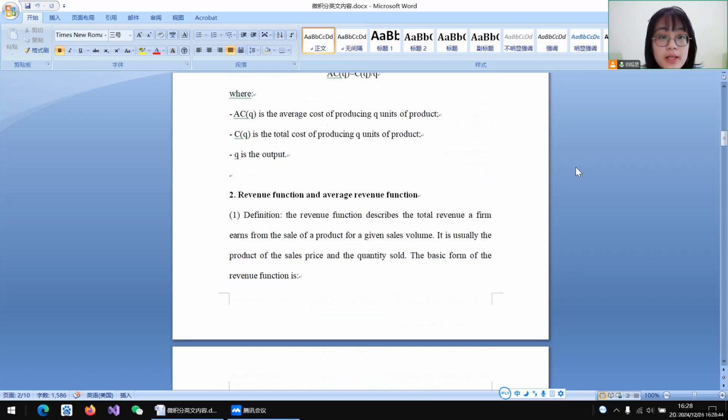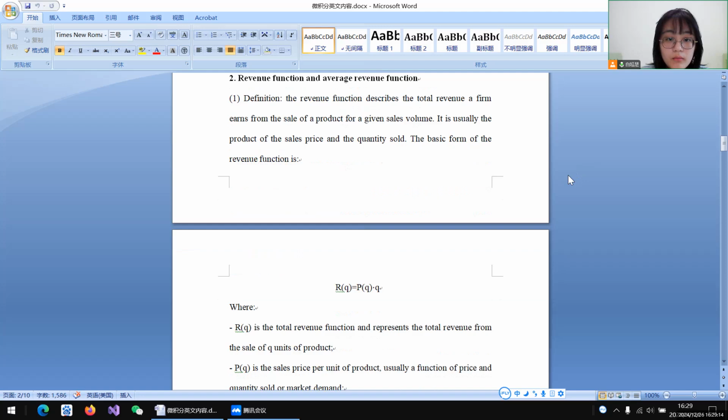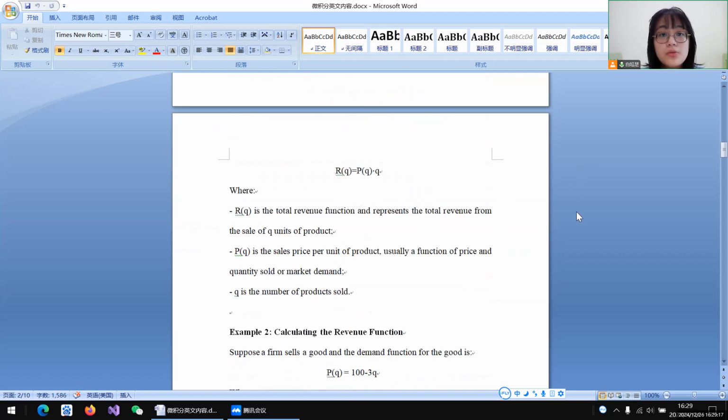The second part is revenue function and average revenue function. The definition is that the revenue function describes the total revenue a firm earns from the sale of a product for a given sales volume. It is usually the product of the sales price and the quantity sold. The basic form of the revenue function is R(Q) equals P(Q) multiplied by Q.